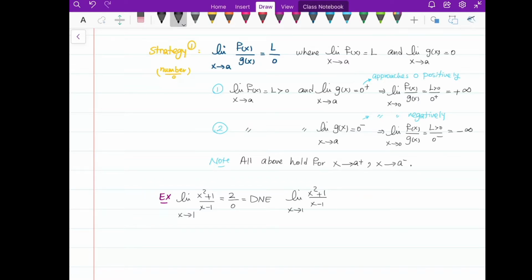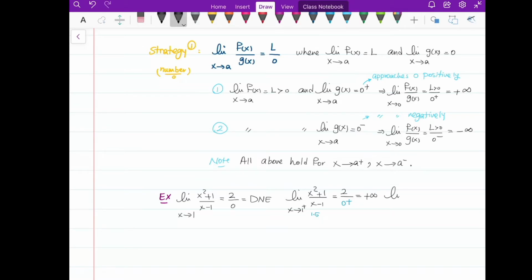If x goes to 1 from the right hand side, then we get 2, but x is getting closer to 1 with some numbers greater than 1. For example, we get 1.5. It's getting closer to 1 from numbers that are greater than 1. So I get 1.5 minus 1, which is 0.5. So I get 0 positive in here. So 2 is the number positive. I get 0 positively. So it is positive infinity.